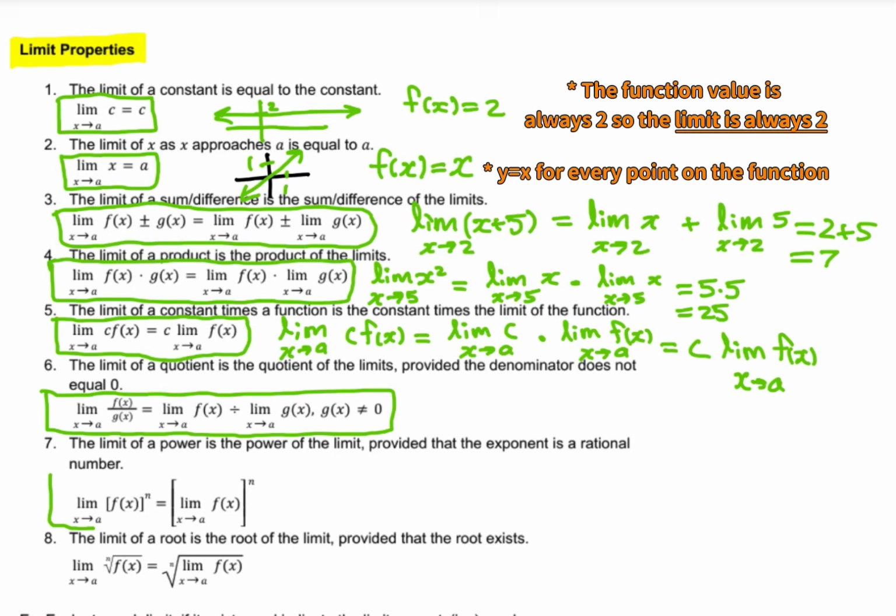Property 7. The power property. The next property is the power property. The limit of a function raised to a power is equal to the limit of the function raised to that same power. For example, let's say we have the limit as x approaches 3 of x minus 2, all raised to the fourth power.